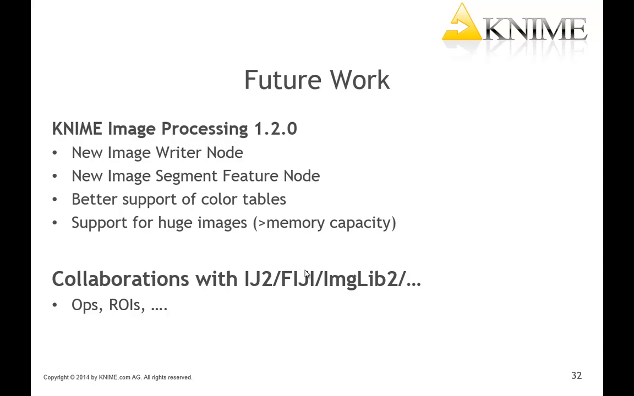Just one more slide, a little outlook. So what we will do in our next release, which is 1.2.0, we will have a new image writer node, which uses SCIFIO ImgSaver. We will have a new image segment feature node, so that you can calculate more statistics on your segmentations, like Hu moments, unique features, more shape descriptors, and so on and so forth. We want to have a better support for color tables, and we want to support single file huge images.